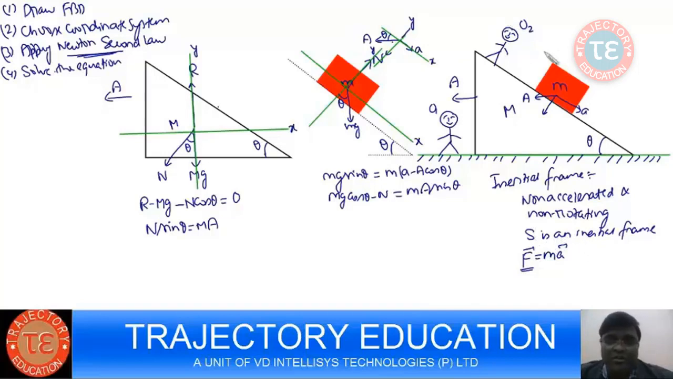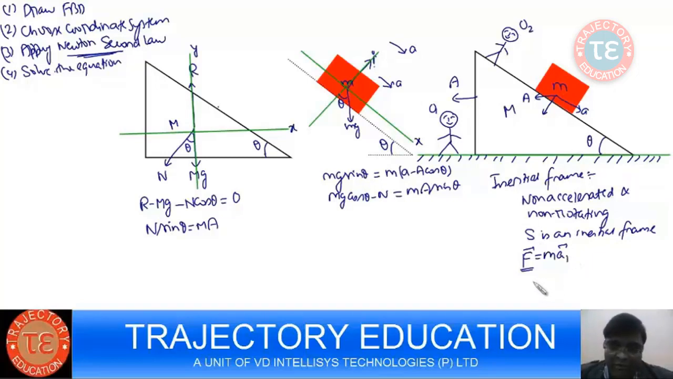But there is a difference in acceleration. What observation does O2 make? O2 is lying on the wedge, so he is not going to see the wedge's acceleration. He will find the wedge to be at rest, and his observation about this mass is also quite simplified. He is going to see only this acceleration A. He is going to see this block move with acceleration A. Since he is finding the wedge to be at rest, he will only see this acceleration. So his observed acceleration is different.